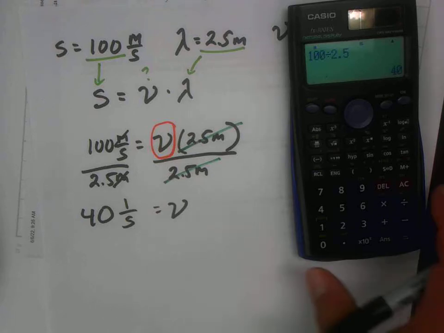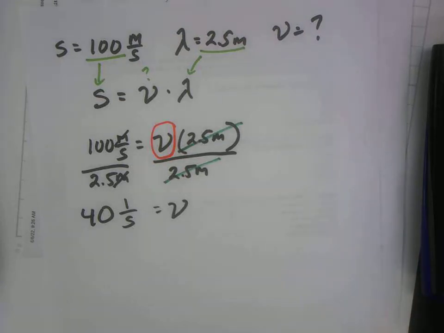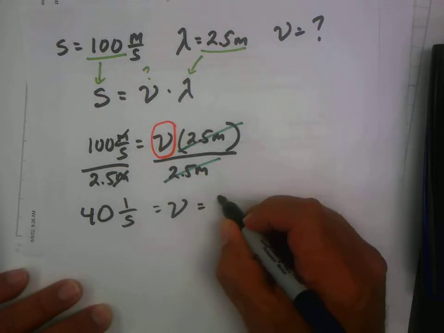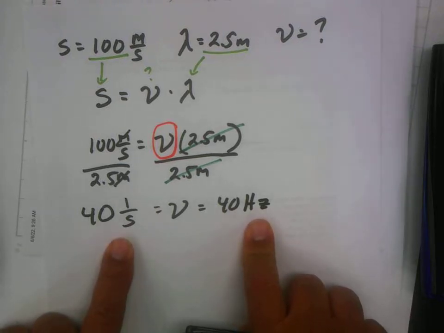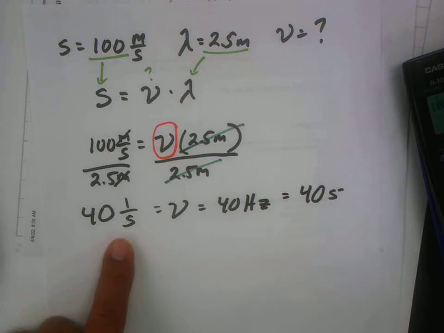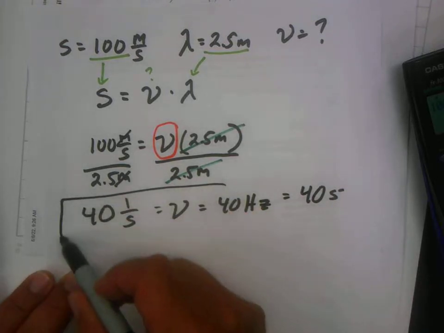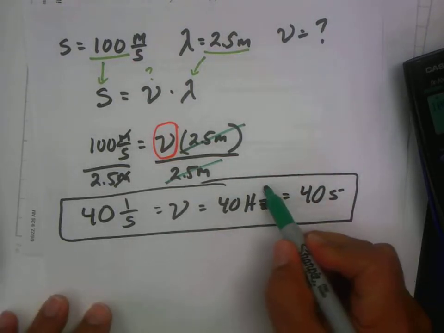But we saw that those are the units of frequency, right? Per second or 1 over second are units of frequency. So this is our answer. Our frequency here is 40 per second. Or you can write it as 40 hertz, because a hertz is a wave per second. Not a meter per second, but a wave per second. Or you can even write it as 40 second to the negative 1 power. That's the same thing as the inverse of seconds, 1 over second. So any of those three ways of answering the question would be fine.